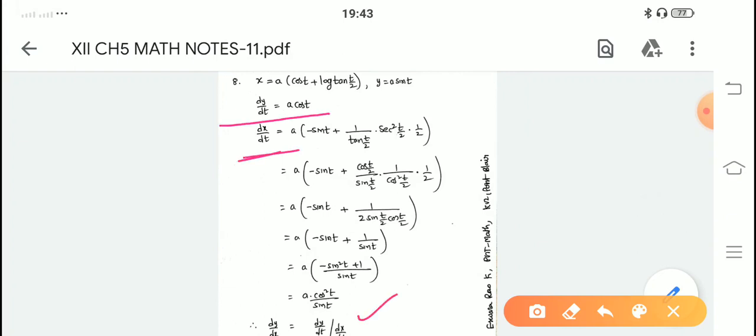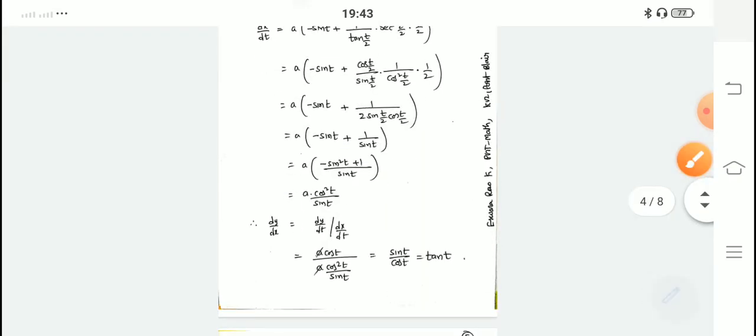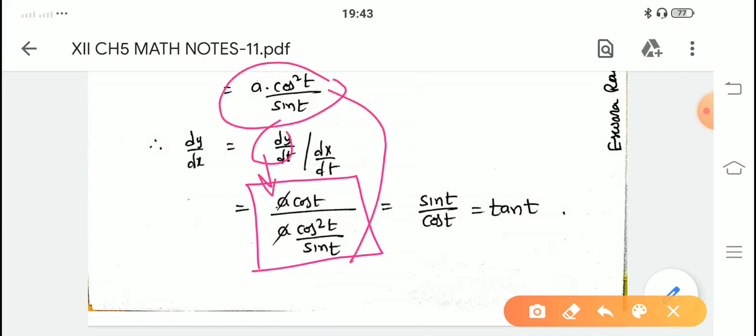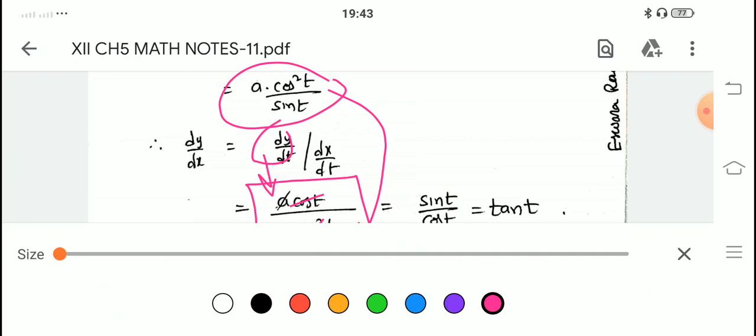So substitute in the dy by dx formula, which is common for all. After that we get like this, those two I substituted. dy by dt is a cos t, which we found first, and dx by dt is equal to this one. Then a gets cancelled and one cos also gets cancelled. This sign will go to the, which sign?